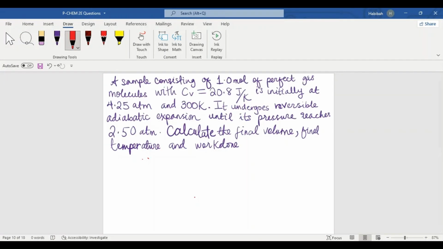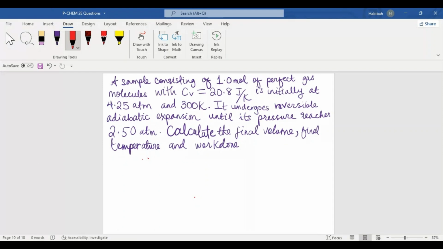Salam and welcome everyone. So today we're going to be working on the question on the screen that says: a sample consisting of 1.0 mole of perfect gas molecules with CV equals 20.8 joule per Kelvin is initially at 4.25 atmosphere and 300 kelvins. It undergoes reversible adiabatic expansion until its pressure reaches 2.50 atmospheres. Calculate the final volume, the final temperature, as well as the work done.